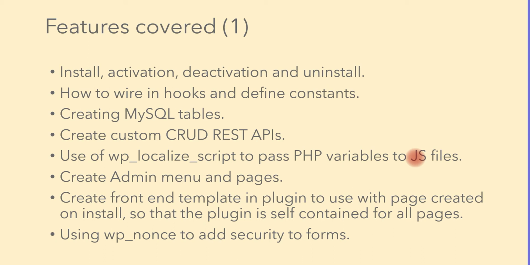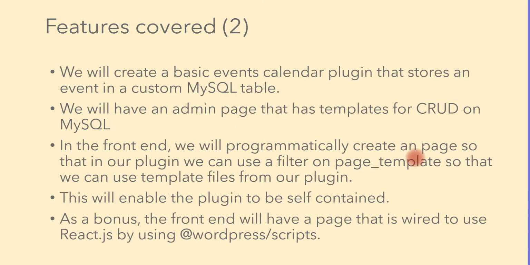Creating a front-end template in the plugin to use with the page created on install. So once we load the plugin, it will create a couple of pages and put them into WordPress, and then we'll be able to use a filter, the page_template filter, to have our template within our plugin files so that we can redirect the front-end pages to use our plugin pages rather than having to have pages in the theme. So it's all theme independent and all things will be based in the plugin. And as I said, we'll see how we can use WP nonce to add security to our forms.